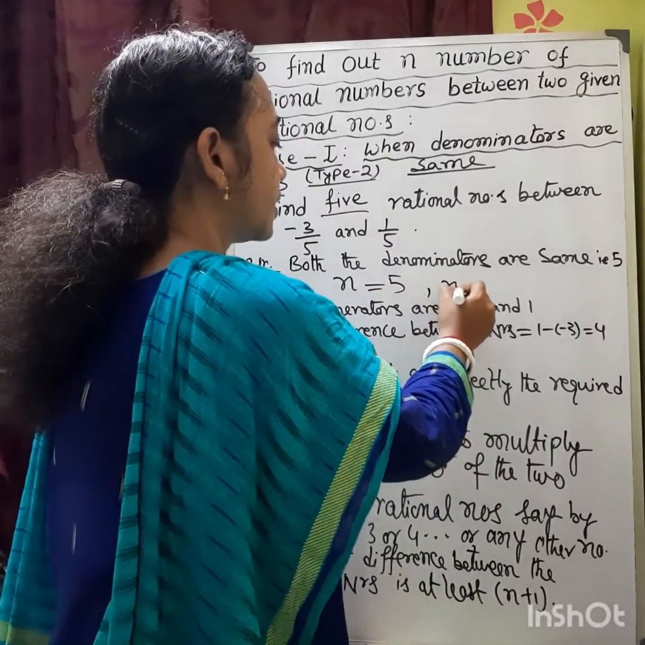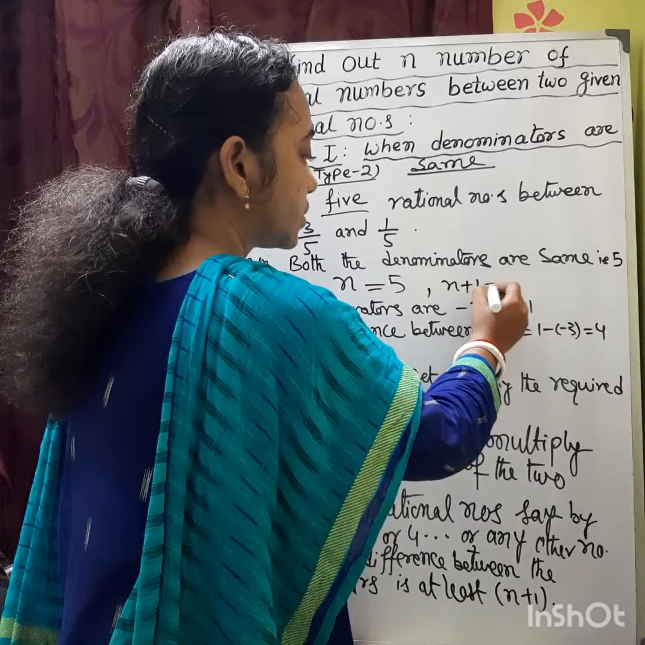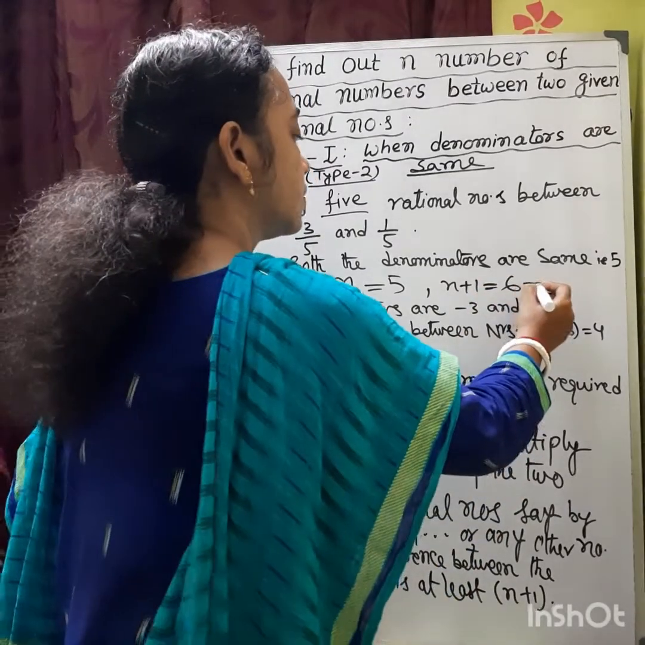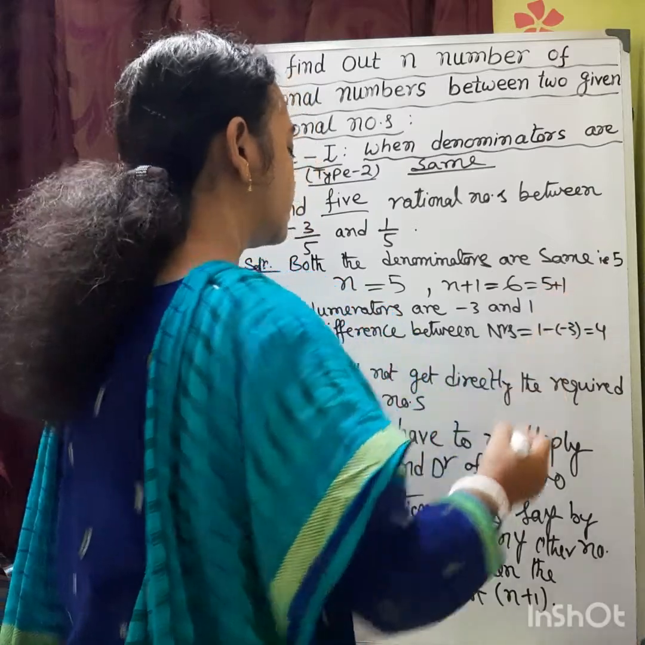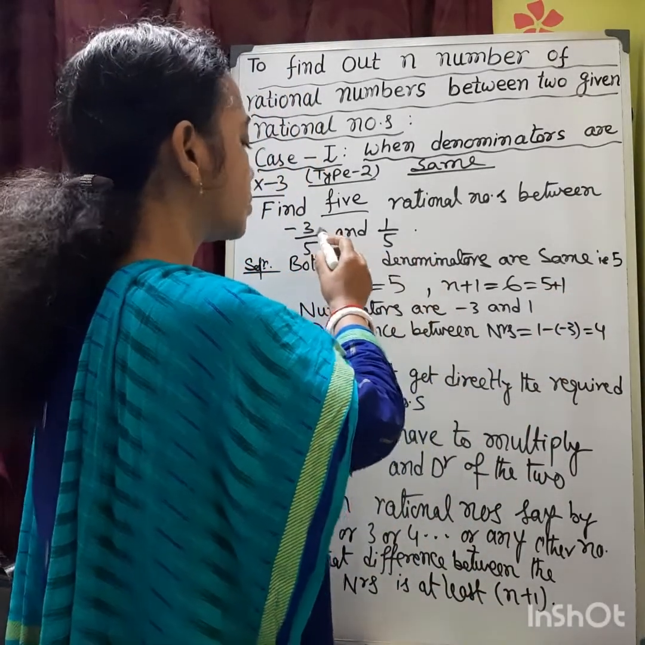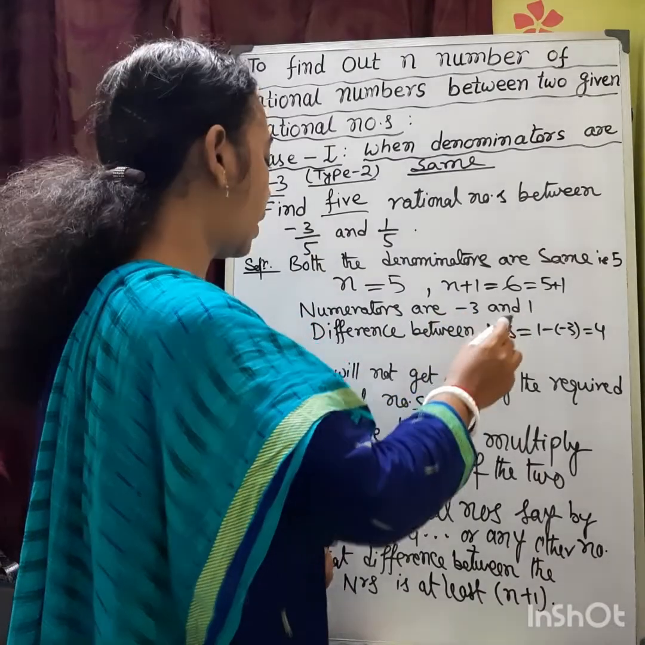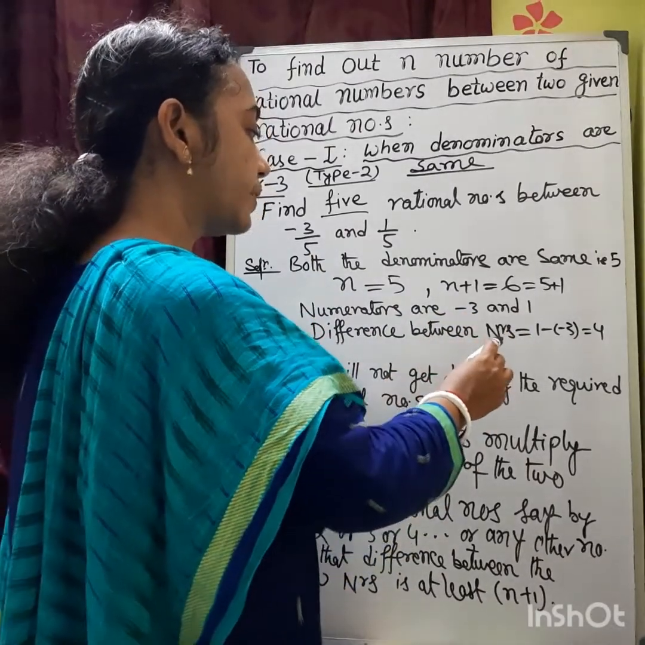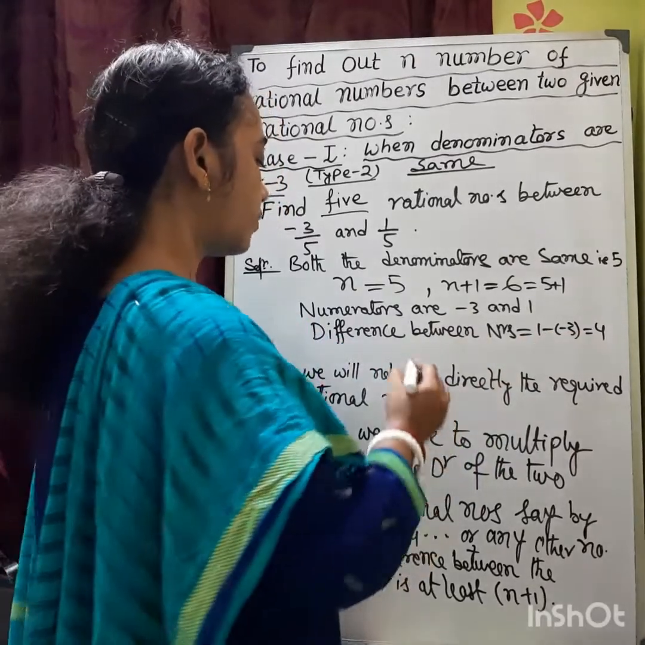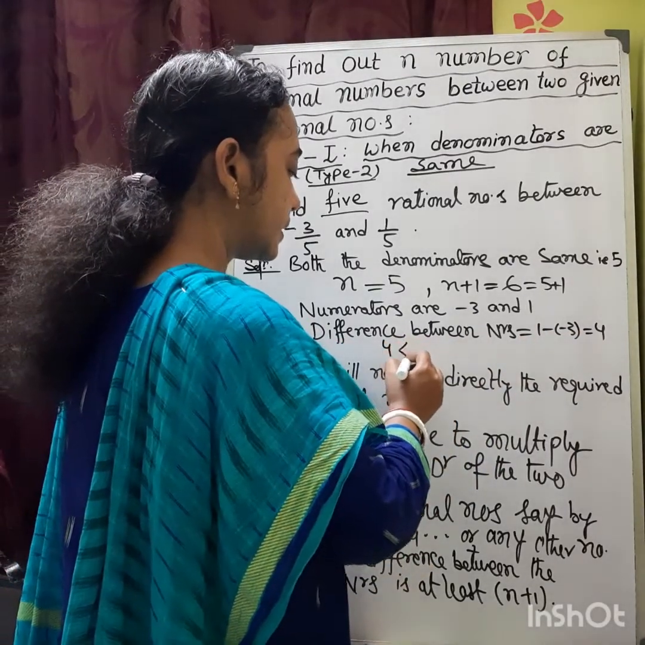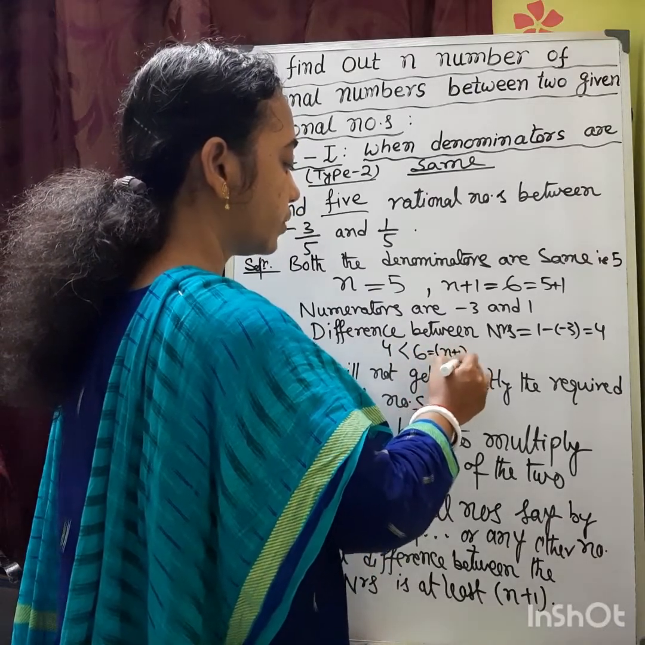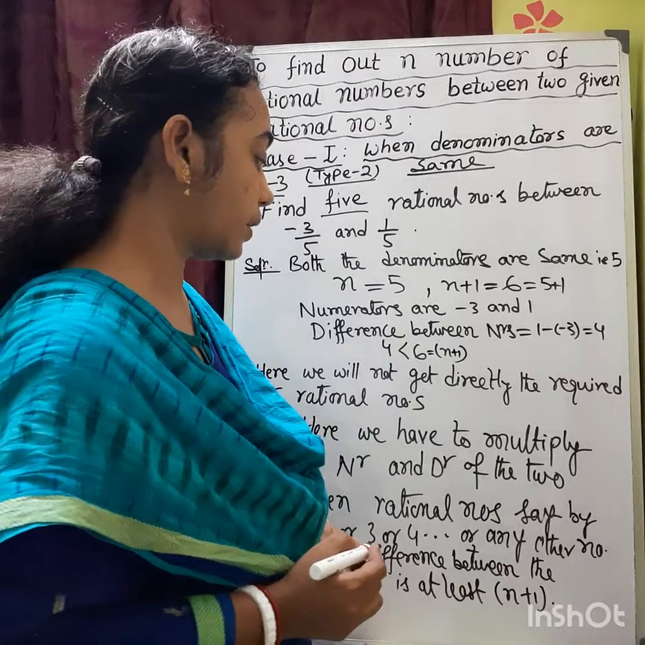So what will n plus 1 be? n plus 1 will become 6, that is 5 plus 1 equals 6. The numerators of the given rational numbers are -3 and 1. The difference between the numerators is 1 minus -3, that is 4. Now 4 is less than 6, the n plus 1 value. So 4 is less than n plus 1.